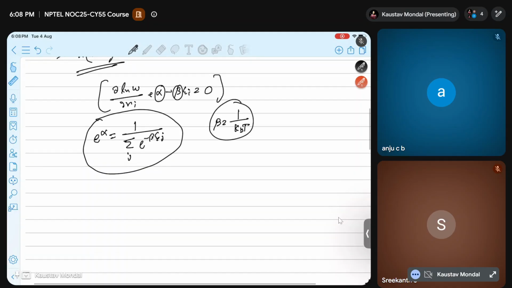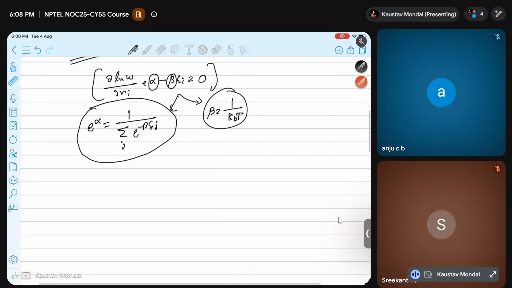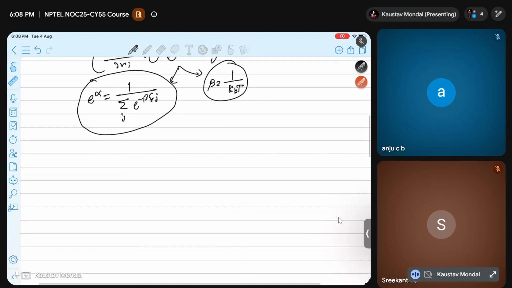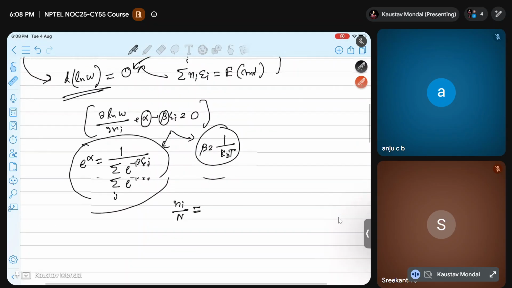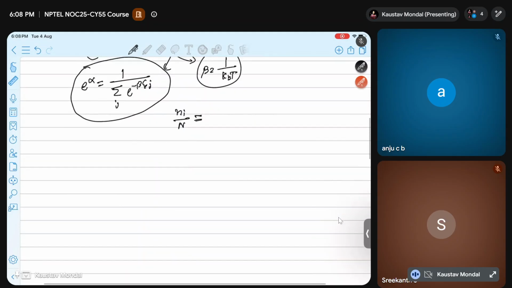After substituting these two values of the multipliers, we get the distribution Ni by N, the distribution for which the weight gets maximized, equal to e to the power minus beta Ei by the summation over j of e to the power minus beta Ej. This is the distribution known as the Boltzmann distribution.